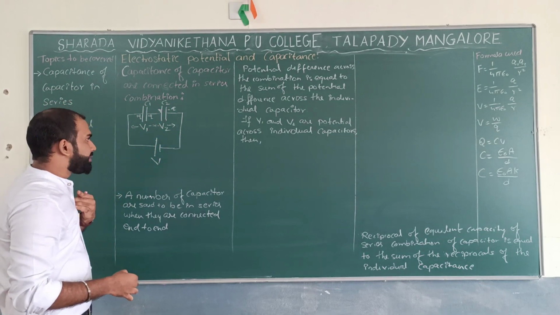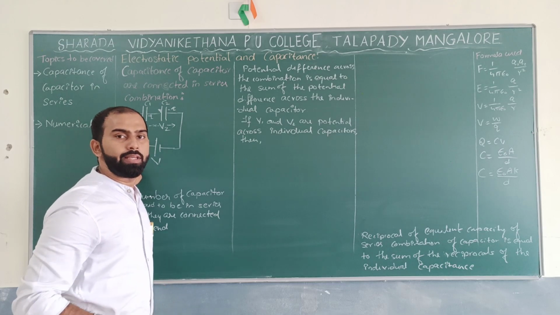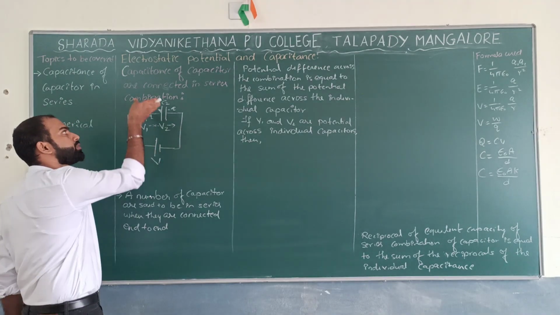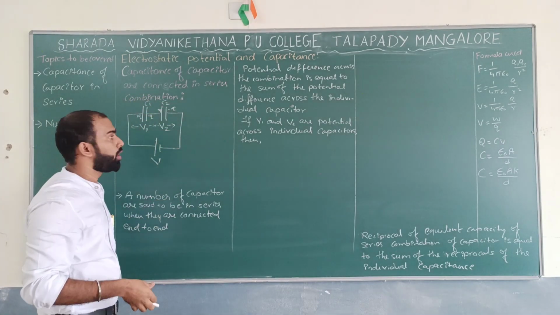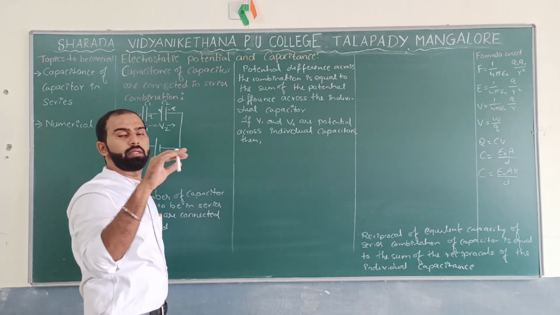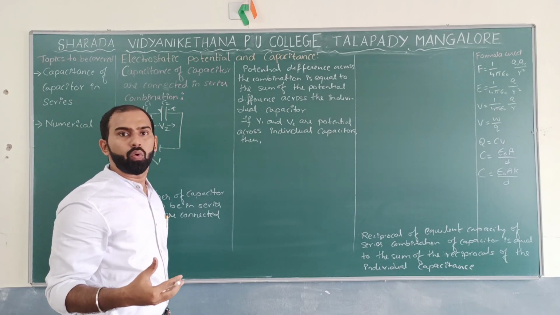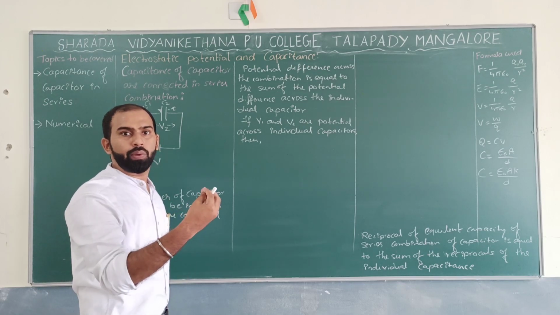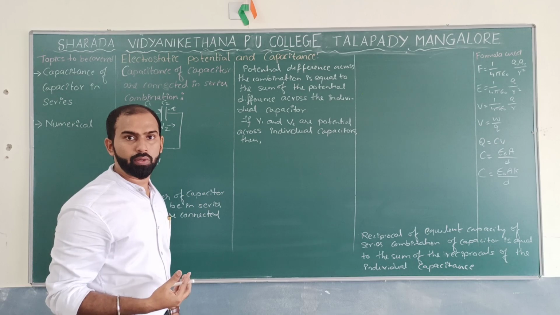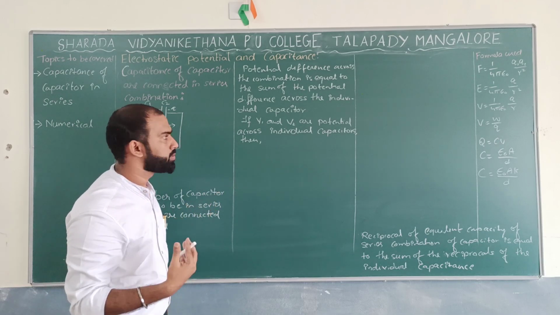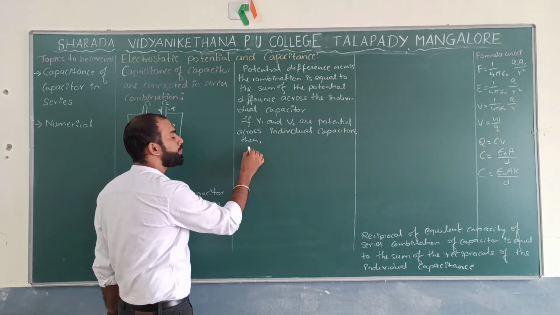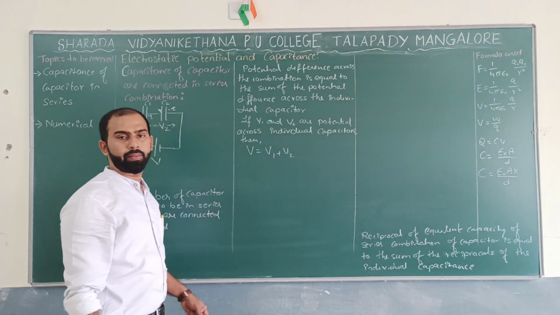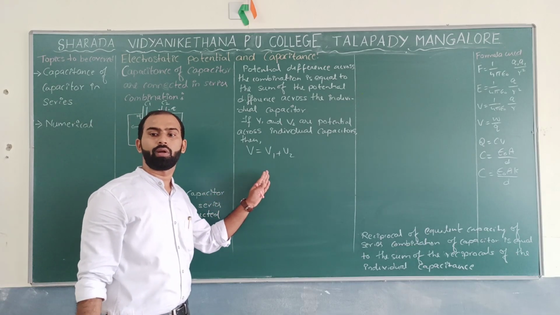Now we will discuss the total potential, and the potential across C1 as well as across C2. If we want to measure a potential, we can go with the system of potential or the system of charges. So what is the total potential we can expect? That is V equal to V1 plus V2. Now your job is to find V1 and V2.